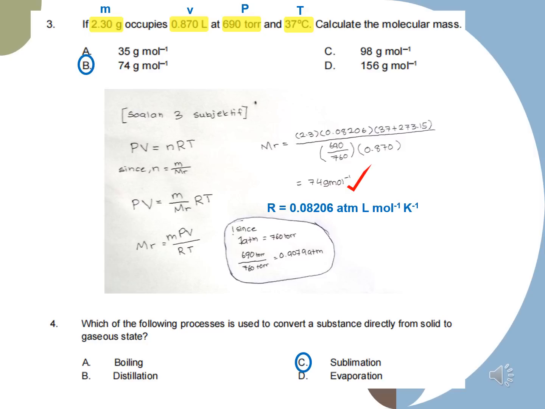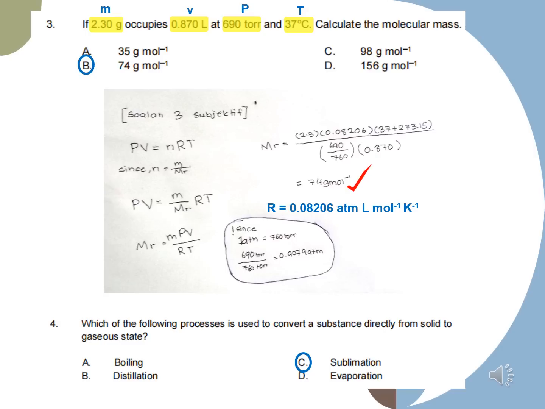Why do you have to? Because you want to use the R constant, the value is 0.08206. You look at the unit given, atm liter per mole per Kelvin. That's why for the temperature you have to use Kelvin, and for the pressure you have to use atm. After you put the values, you calculate and you will get 74 gram per mole for the molecular mass. So the answer for number 3 is B.